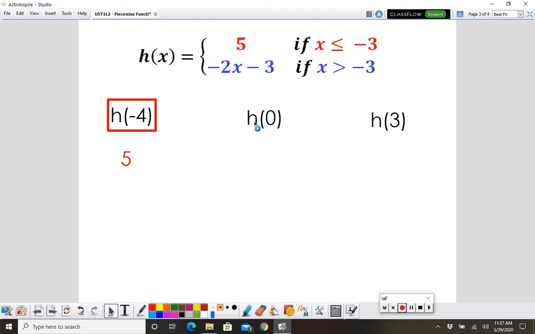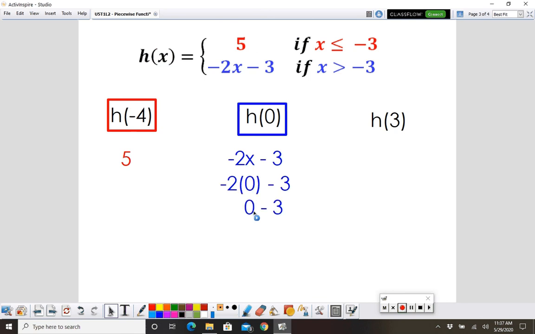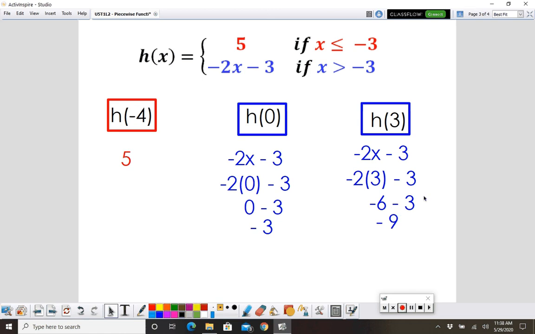Here, for h, we need to see if 0 is greater than or less than negative 3. We use this blue expression because 0 is greater than negative 3. And again, you're just going to solve it. Take a minute and figure out which expression this one would use. Hopefully you see it's the blue one also. We plug in and solve.